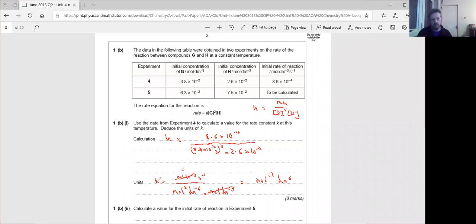And then you can use this rate constant in here to find the rate and fill that in. Hope this was helpful, and I hope to see you in the next one.